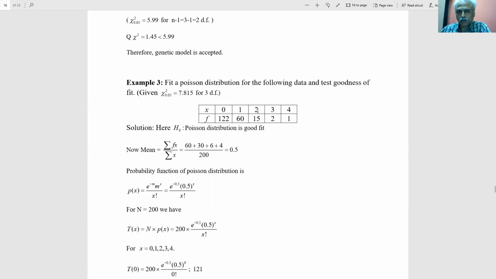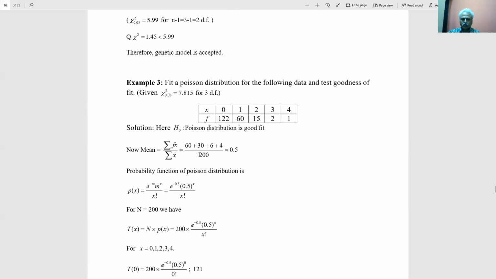What is a Poisson model? In the beginning more, afterwards it will go on decreasing. But number of x equal to 0, 1, 2, 3, 4. Suddenly there will be a decrease after 0, 1, something like that. Now, what is the hypothesis? This is good for Poisson distribution, is a good fit.